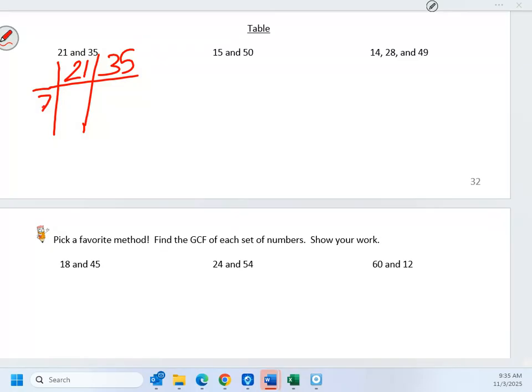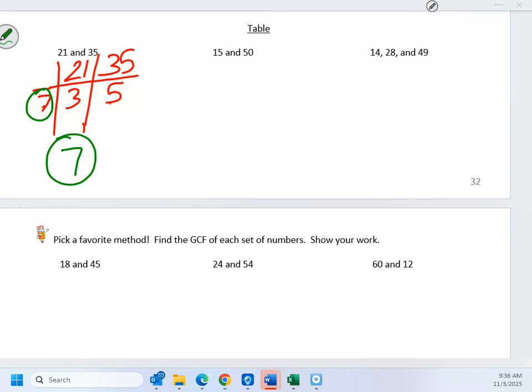21 divided by 7 is what? Joy? 35 divided by 7 is what? Michael? 5. So now I have a 3 and a 5. Is there a prime number that I can divide out of 3 and 5? I don't want the 1. I know I can divide a 1 out, but I don't want that. Jack? No, that's it. So the only number we could divide out is the 7. So that is our greatest common factor.